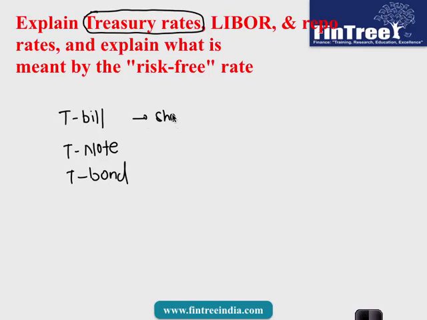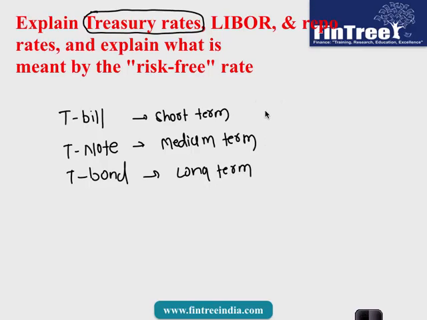Treasury bill is a short-term instrument. Treasury note is medium term, and treasury bonds are long-term instruments. So typically we are looking at maturity up to year 1. This would be up to year 10, and these would be 20 and 30 years.